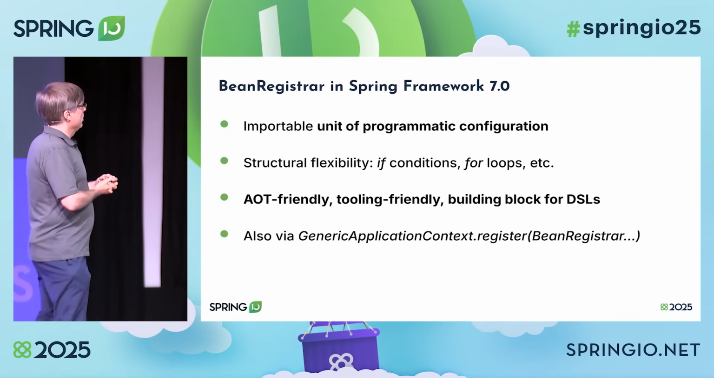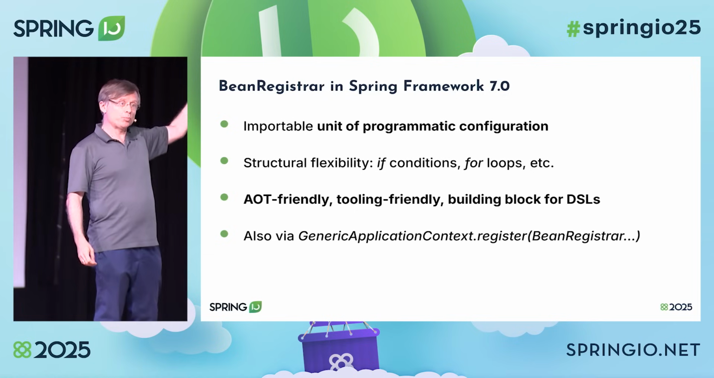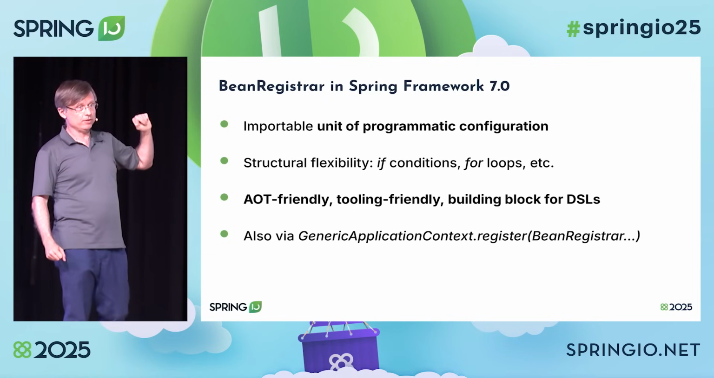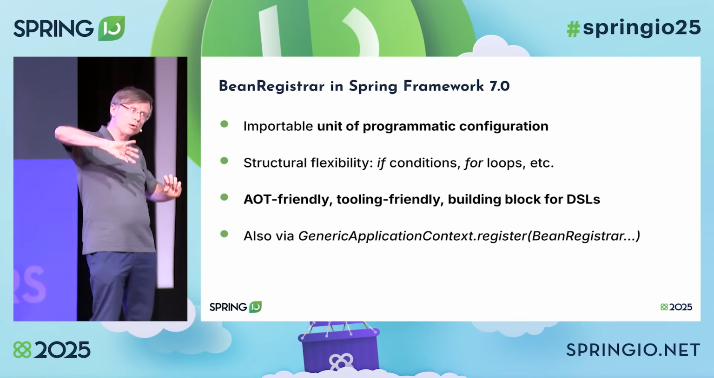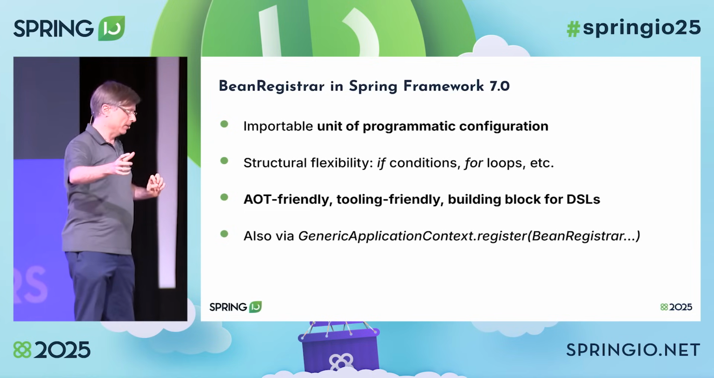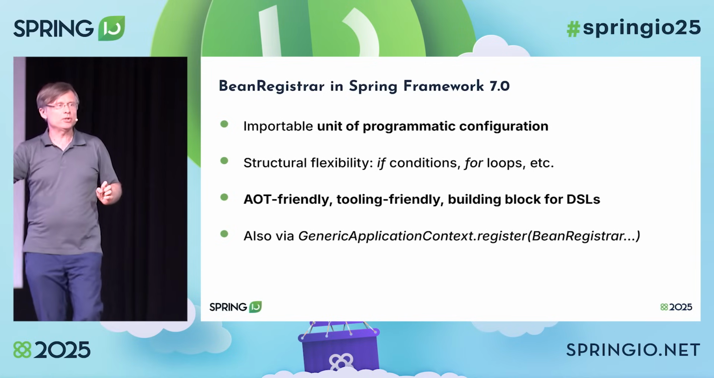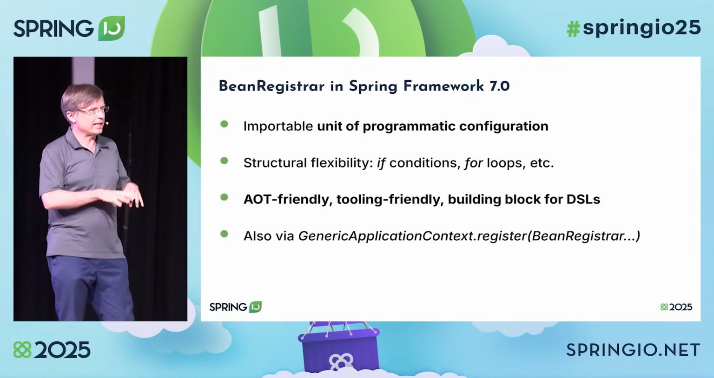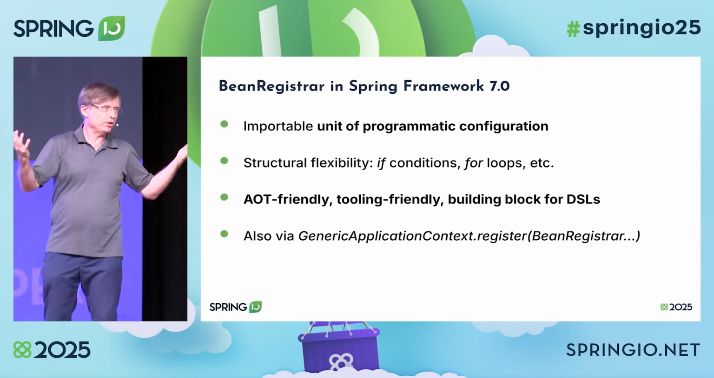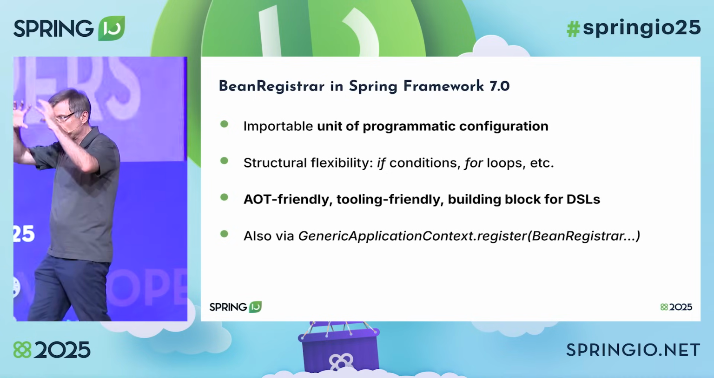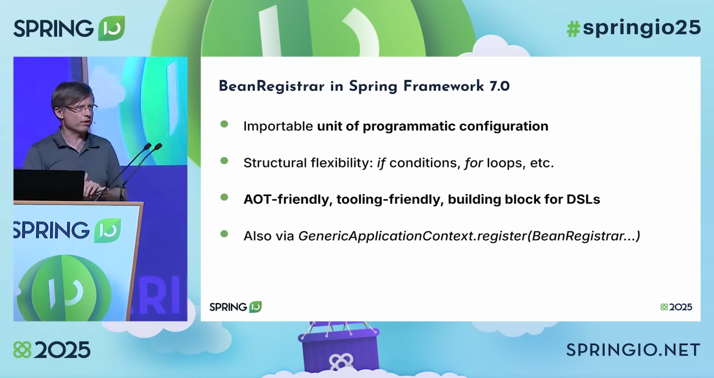Well, and last but not least, this is AOT friendly. So Spring AOT knows what to do with them. If the Spring AOT run encounters a bean registrar, it's going to generate code that also applies this bean registrar. Through the reusable class that you provide, it can also be reused in an AOT processed setup. Whereas for any other programmatic registration code in some main method of yours, Spring AOT doesn't know what to do about it. It needs the structural boundary around it. So it's AOT friendly, it's tooling friendly, it's a sort of building block arrangement.